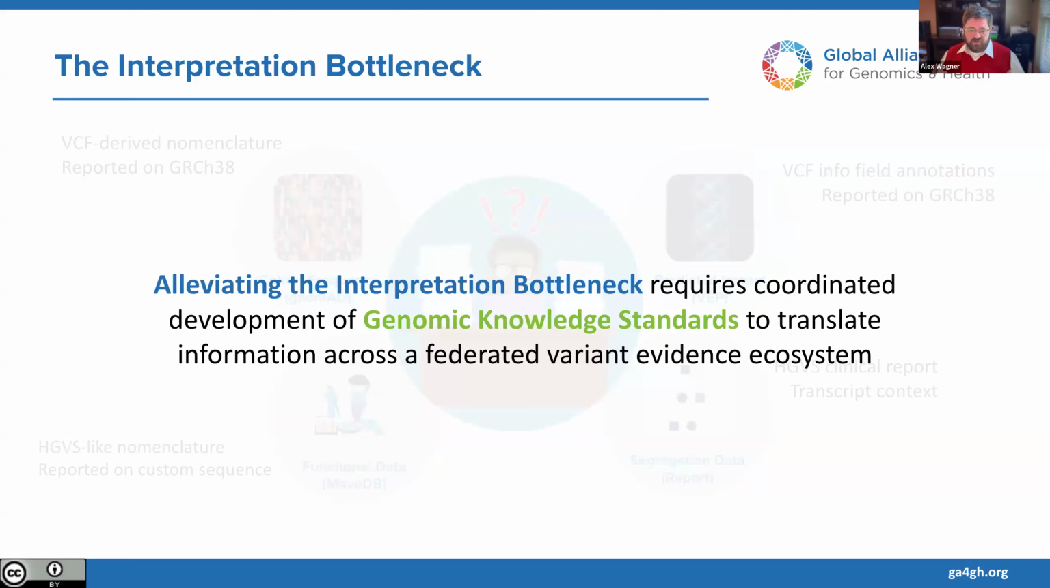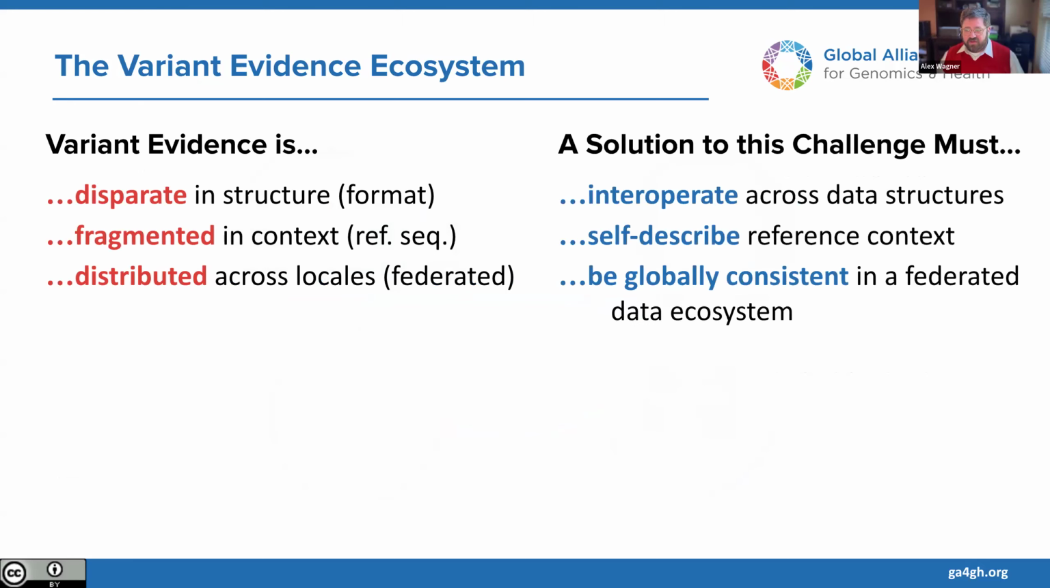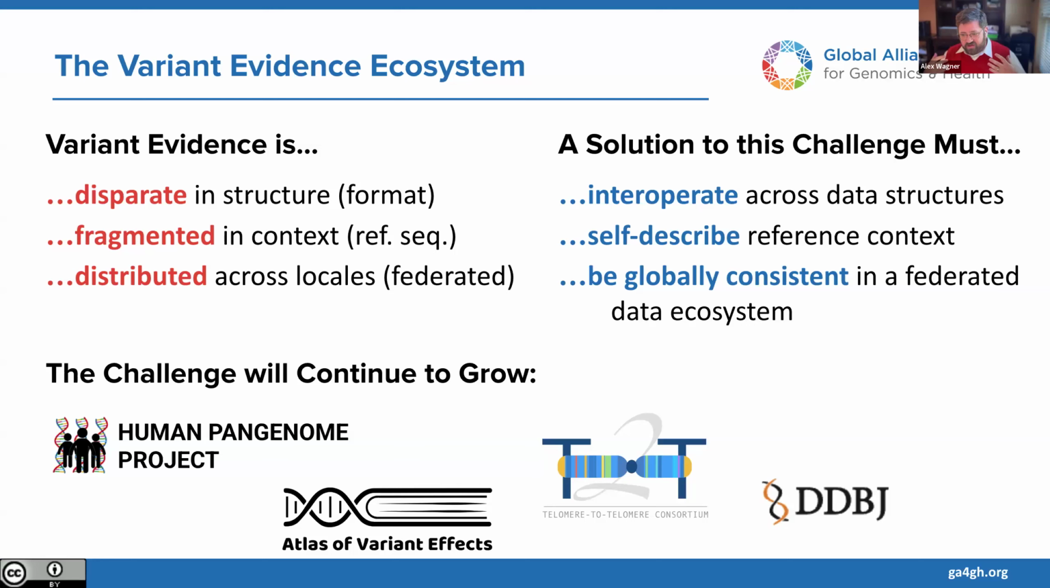So our goal in Genomic Knowledge Standards is to help alleviate this bottleneck through development of standards that allow us to translate information across a federated variant evidence ecosystem. Where the evidence in these resources is disparate in its structure, fragmented in its context, and distributed across all these different locales, our solutions must interoperate across those data structures and be self-descriptive, to allow us to understand the context from which they originated. They must also be globally consistent in a federated data ecosystem, where we can't expect every resource to coordinate with every other resource to make sure they're all expressing the same data in the same way. And of course, we expect that this challenge is going to continue to grow.